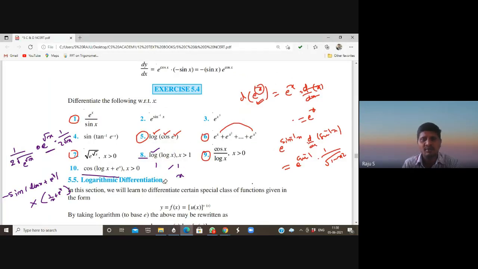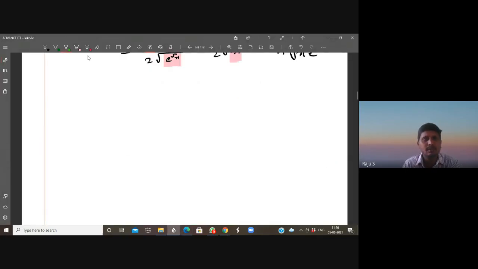Next, log of log x, you can try yourself because it's easy. Let us do that ninth question. The ninth one is, again let us take the given function as y is equal to cos x by log x.